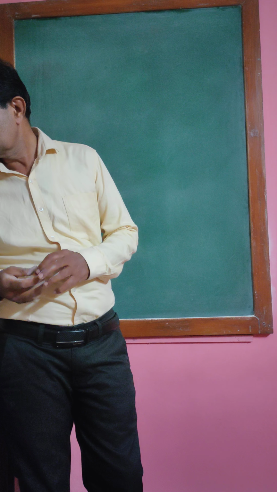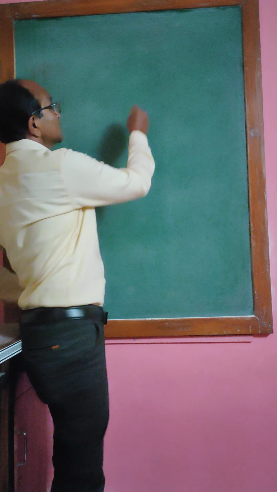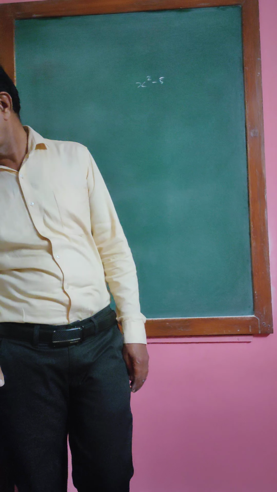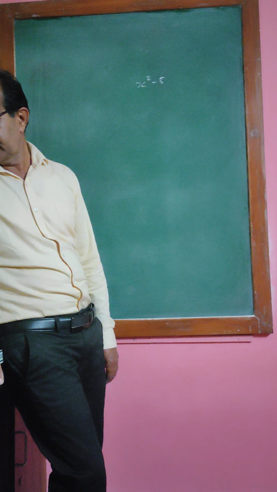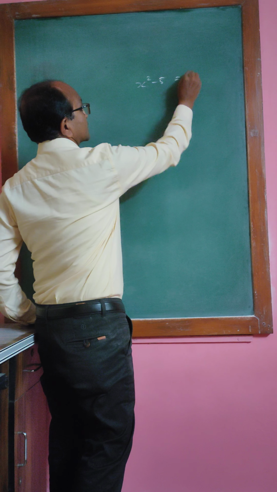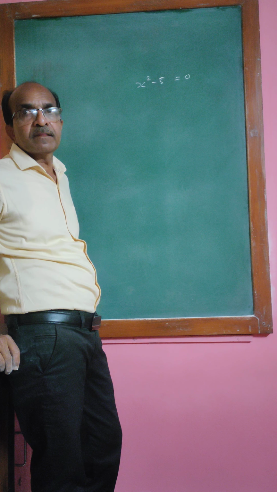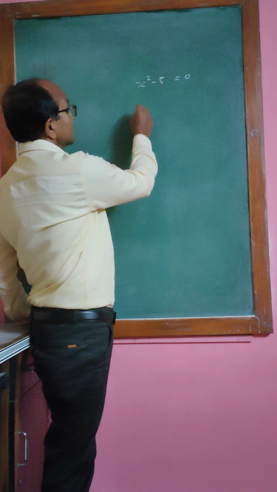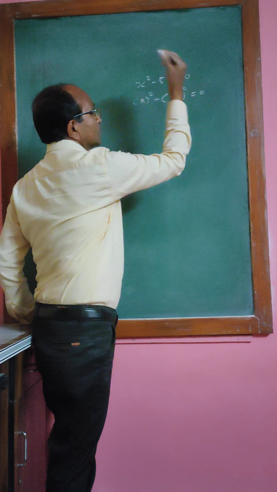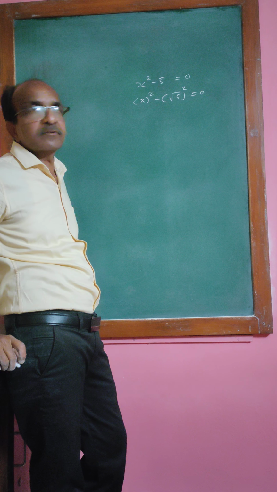Once again, another example. Find the zeros of the polynomial x square minus 5 and verify the relationship between the zeros and coefficients. First, we have to find the roots of the given quadratic equation. There are only two terms. Observing the quadratic equation, we have to factorize using the identity a square minus b square.